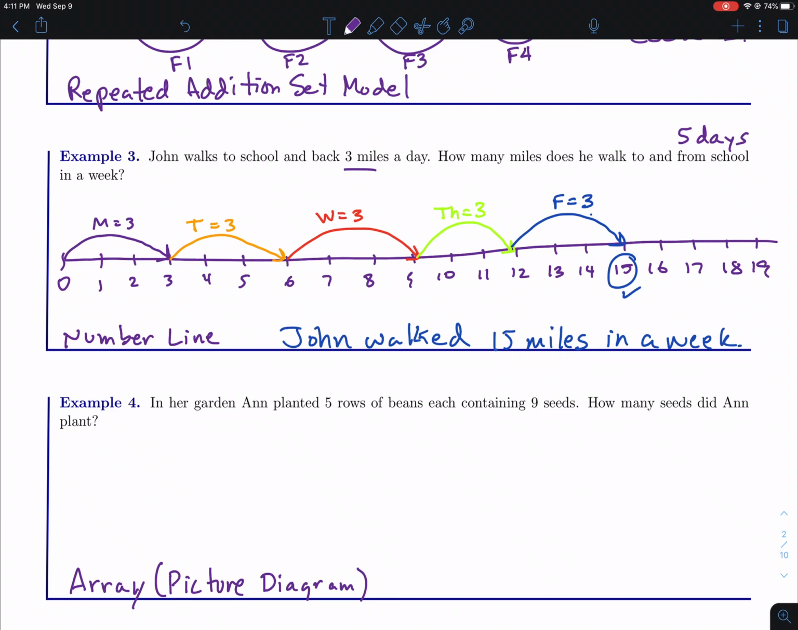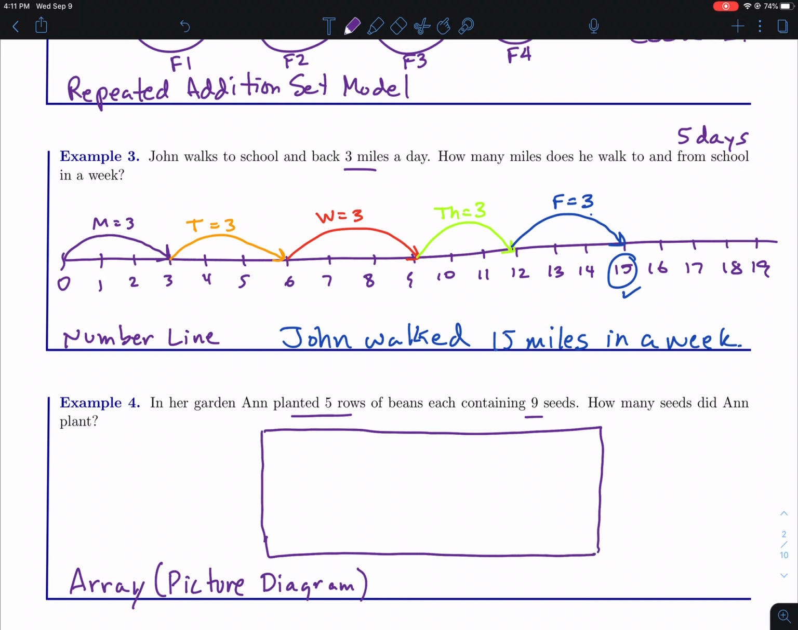So what I've got is Anne planted 5 rows of beans, and each row contained 9 seeds. So what I'm going to do is lay out what I think her garden would actually look like in this case. I'm going to make a big rectangular plot of land here for her garden, and then put some little dotted lines in here just to represent the rows so I can distinguish the rows from each other.